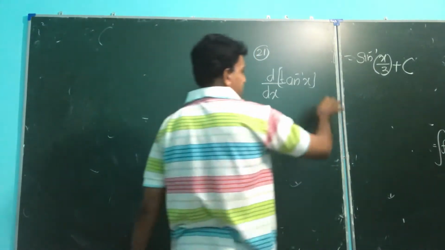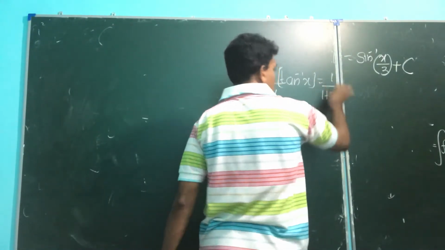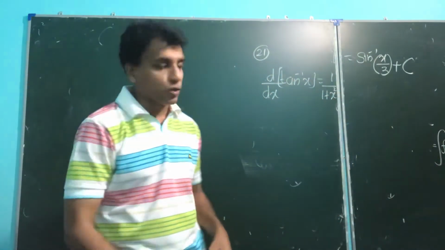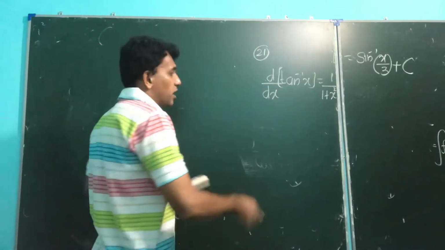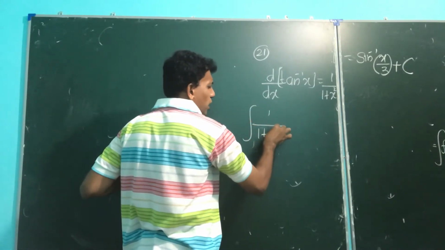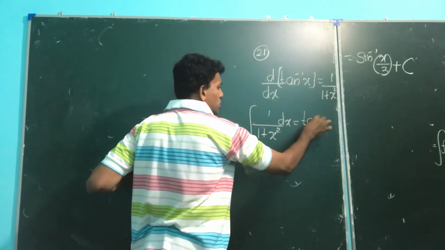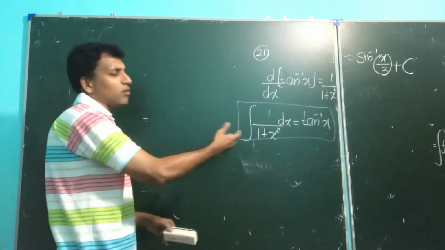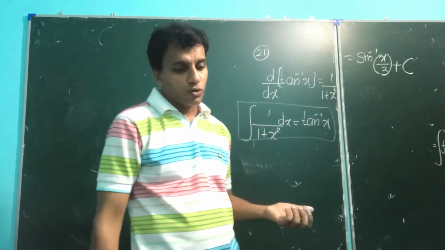What is the derivative of tan inverse x? 1 over 1 plus x square. See, for cos inverse and sine inverse we have square roots, but here there are no square roots, right? So differentiating tan inverse gives that answer. Therefore, the integral of 1 over 1 plus x square dx, what is the answer? Tan inverse x. It is one of the standard forms, a straight answer, nothing to convert into any other form. Anything of the form 1 over 1 plus x square gives tan inverse x.